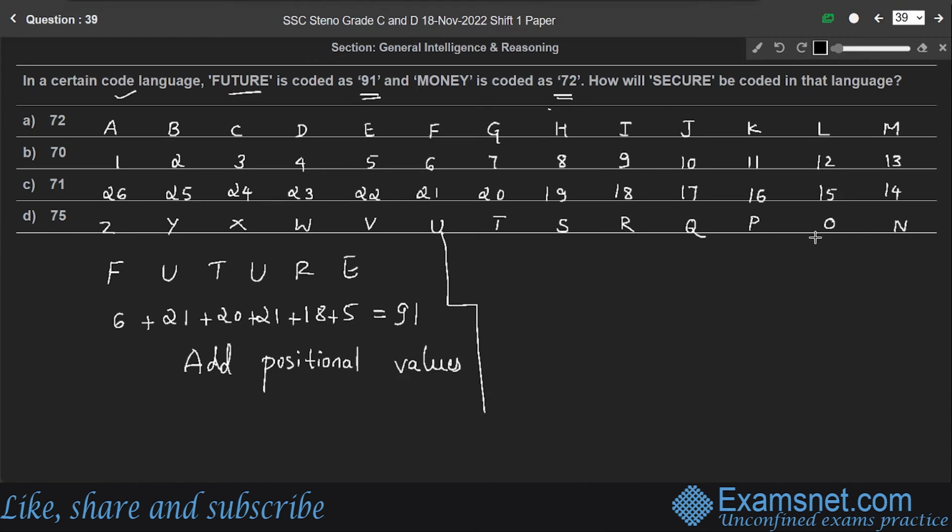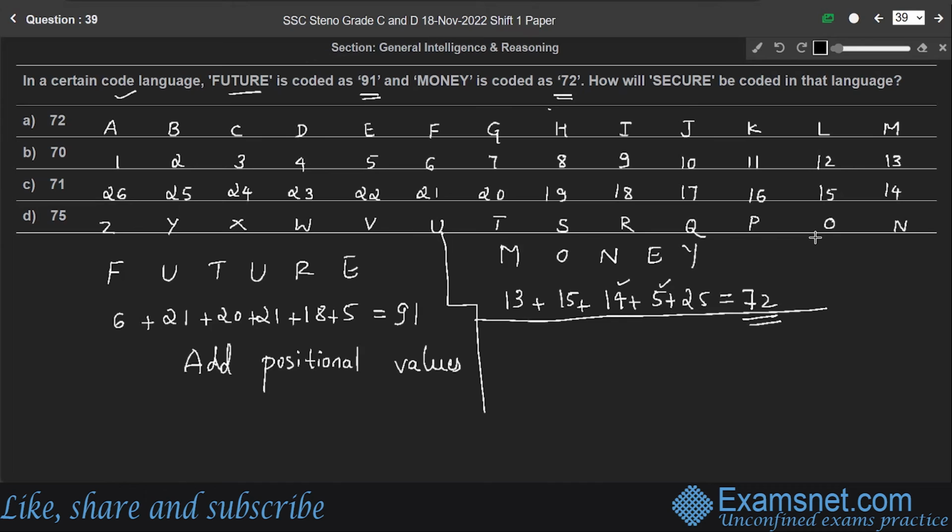Similarly, money. For money, the positional value of M is 13, O is 15, N is 14, E is 5, Y is 25. So add their positional values: 13 plus 15 is 28, 38, 42, plus 5 is 47, 57, 67, 72.